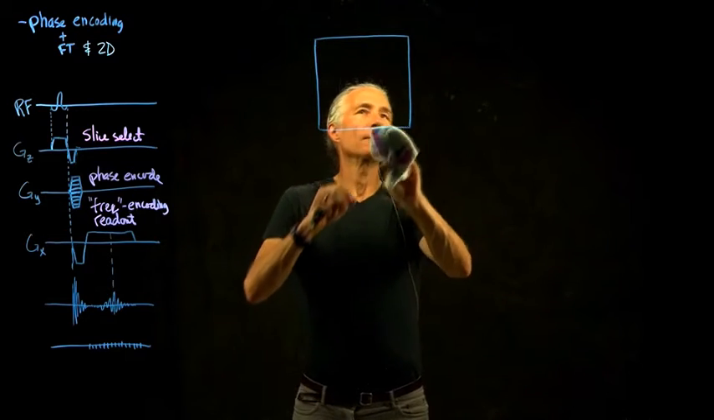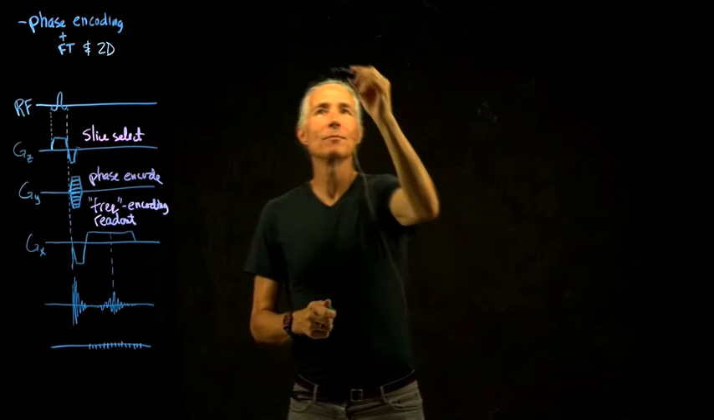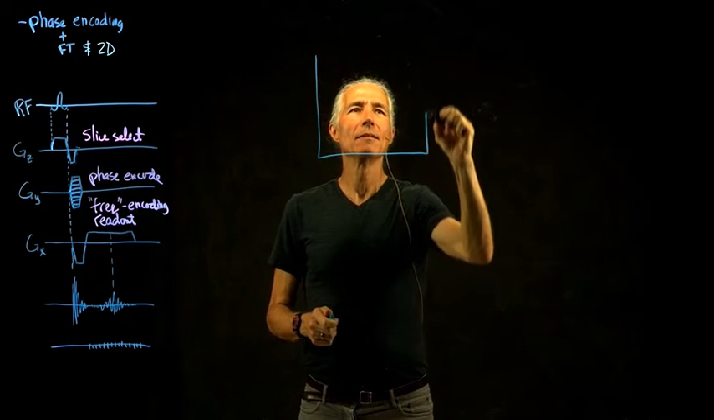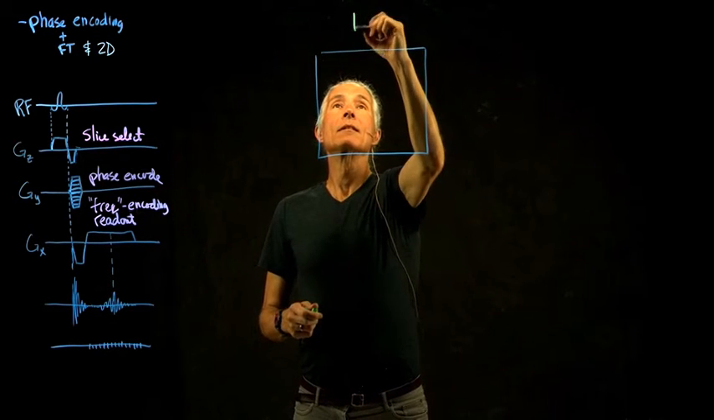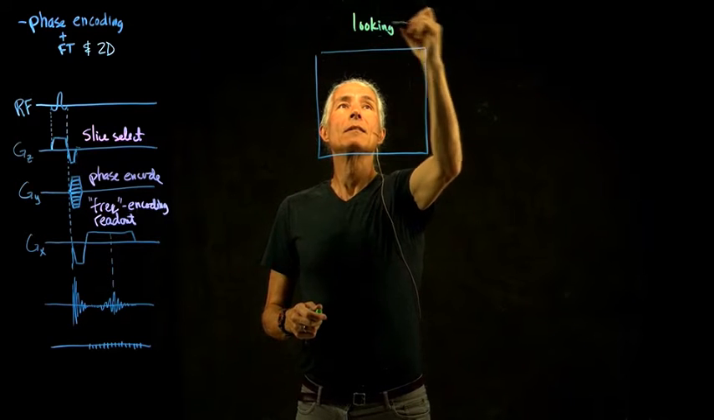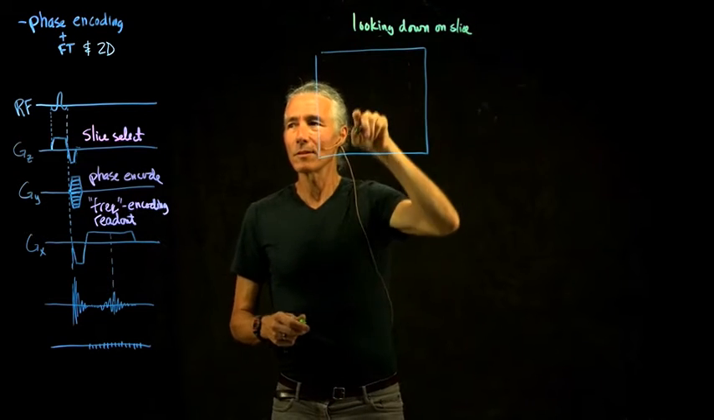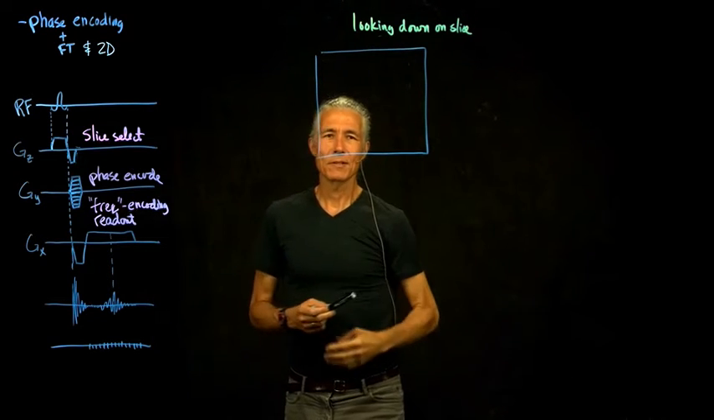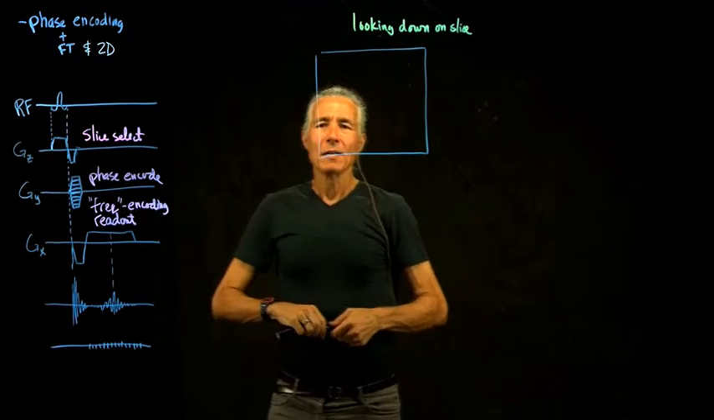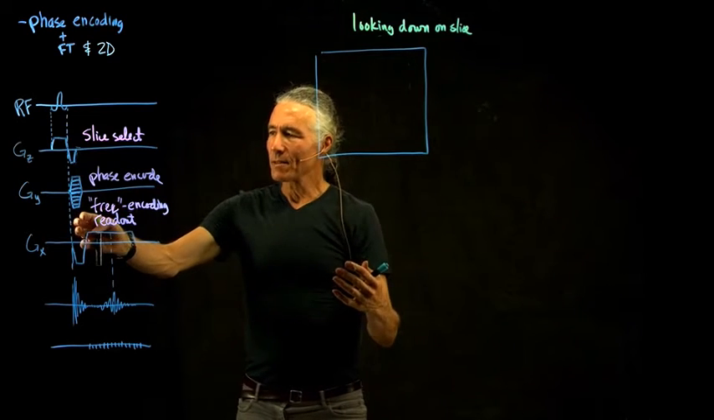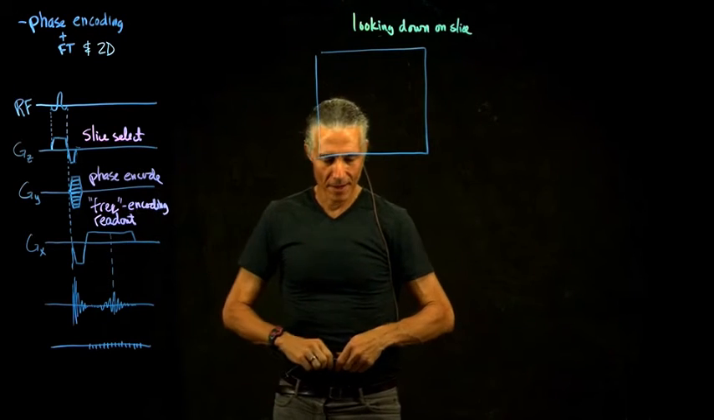So what we want to do is look down on a slice. Let me draw this a little bit lower. The picture I'm drawing here is looking down on a slice, from perpendicular to the slice. Then we'll consider the effect of phase encoding, and then the effect of frequency encoding, to see how they interact with each other.